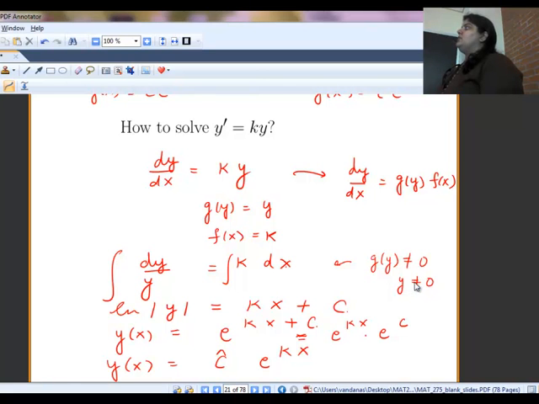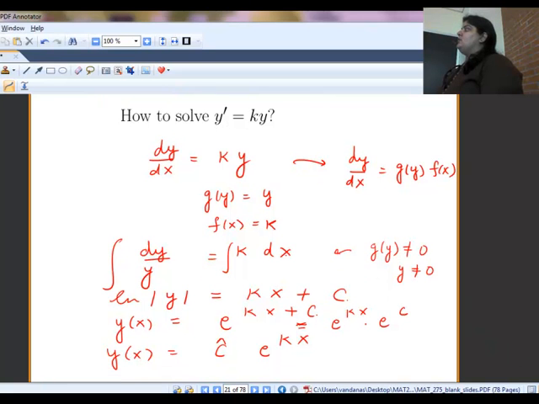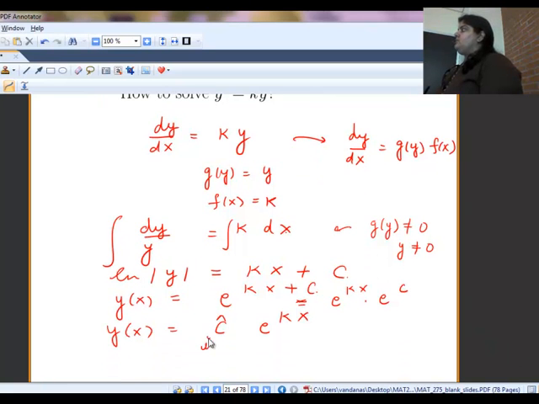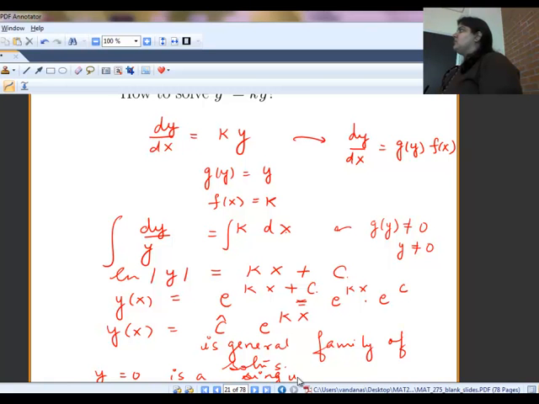If y is 0, then it will satisfy this differential equation. So y equals 0 is a singular solution. It's a singular solution of this problem.